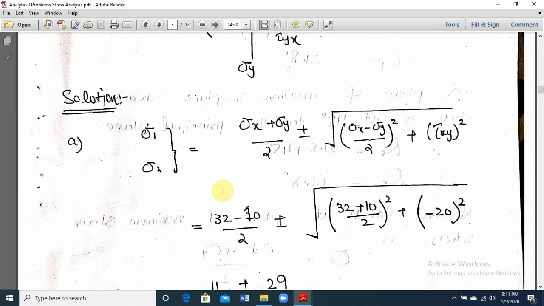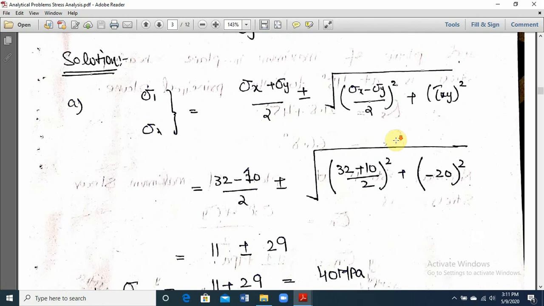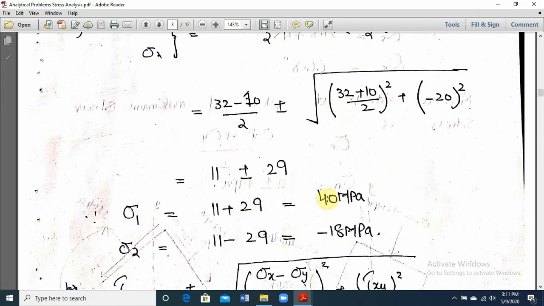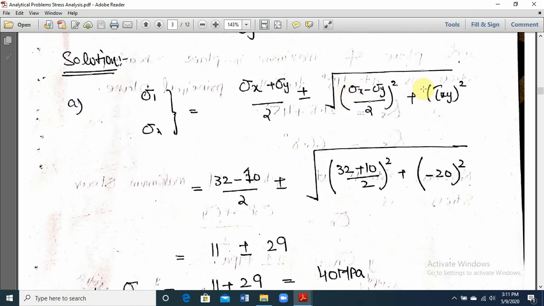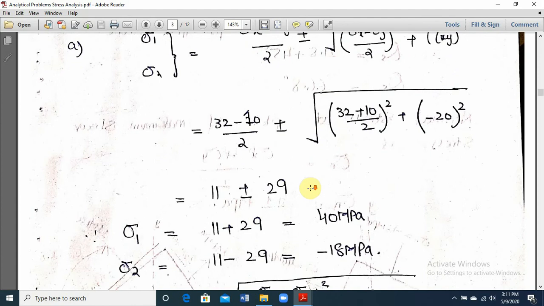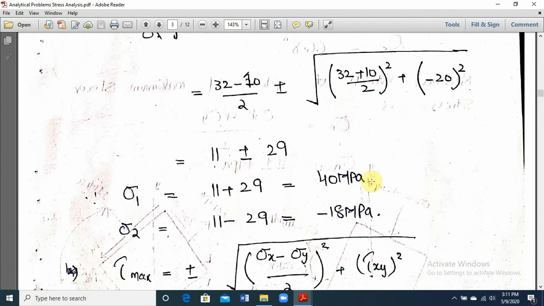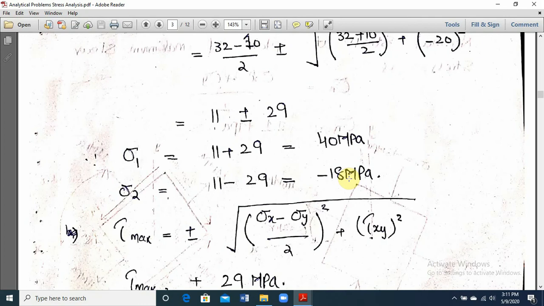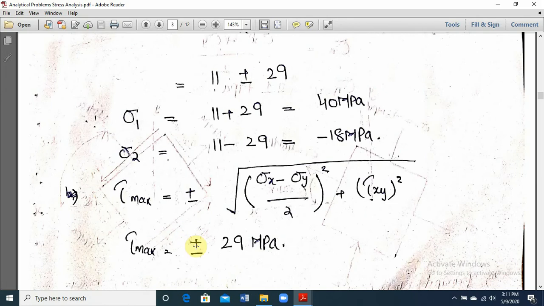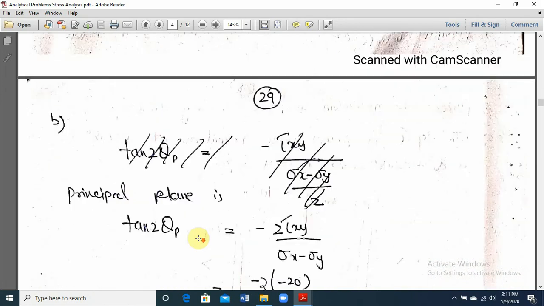So starting with the principal planes. So what are the principal stresses? Sigma 1, sigma 2 are equal to sigma x plus sigma y divided by 2, plus minus R. So sigma 1 is equal to 11 plus 29. After putting the values of sigma x, sigma y and tau xy, we got this answer, 11 plus 29, which is 40 megapascal. Sigma 2 is 11 minus 29, which is minus 18 megapascal. And what is the value of maximum shear stress, tau max? That is plus minus R, it is plus minus 29 megapascal.